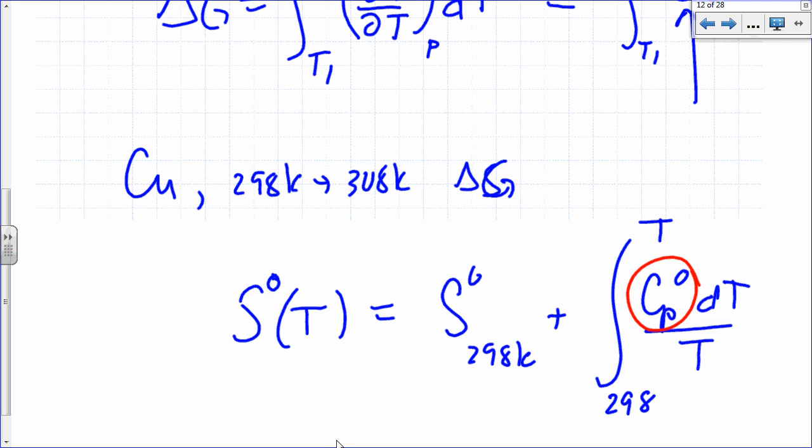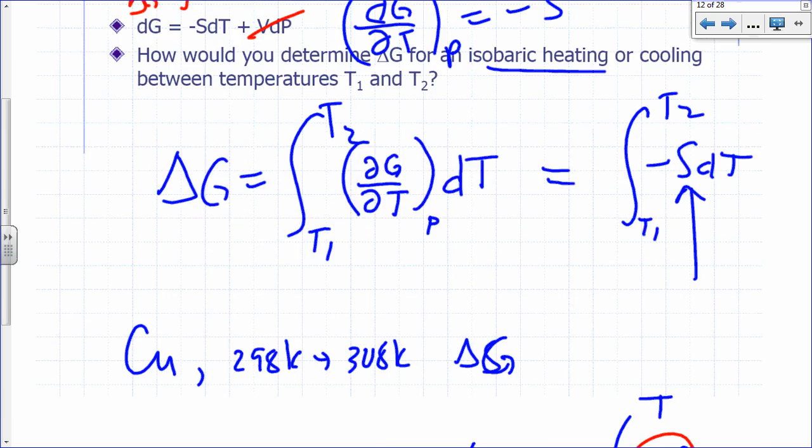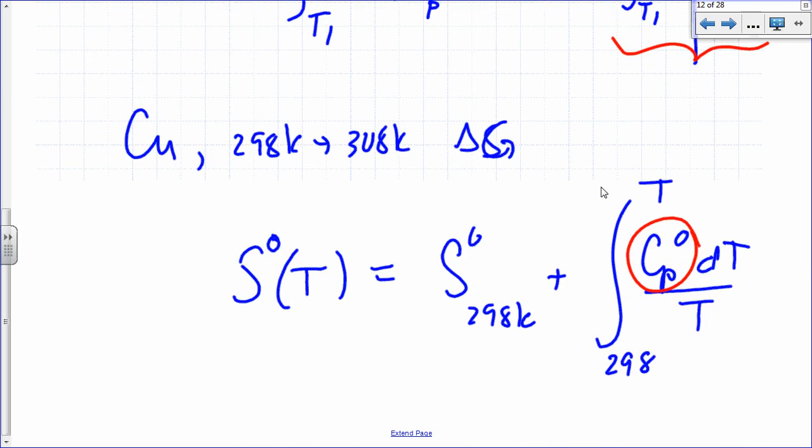just do your integral, right? So by doing that, you get S as a function of temperature, and then what do you just integrate. Now, what if you have experimental data? What would you have to do?